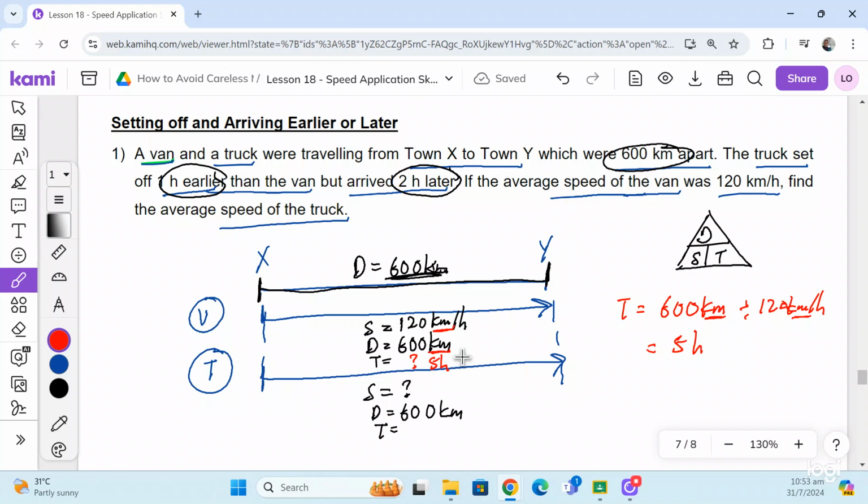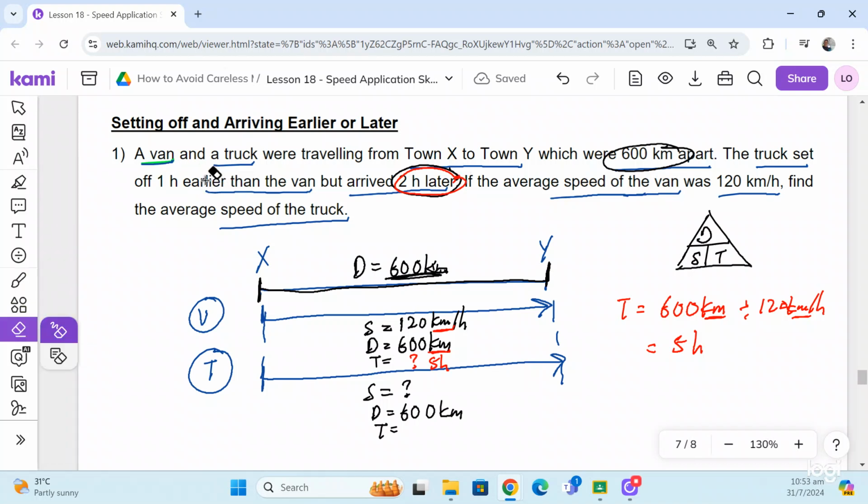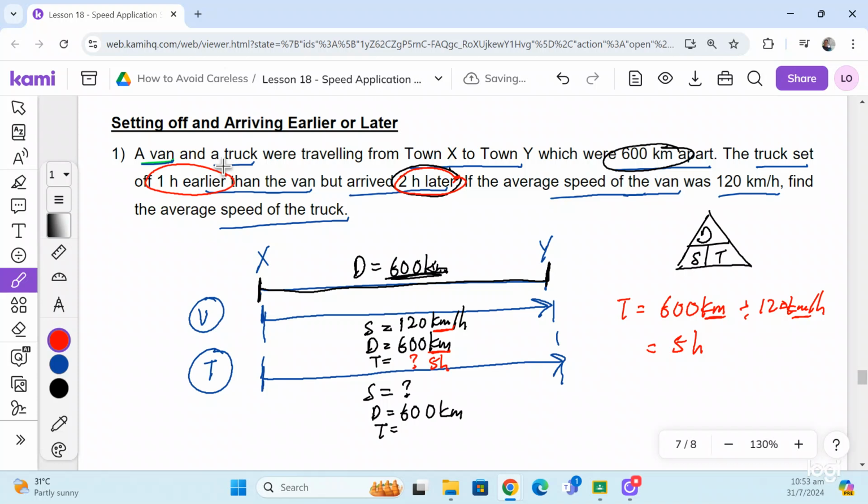And if the van is faster, that tells you the van takes shorter time. And the truck is slower, so the truck takes longer time. And how much longer time did the truck take? The truck takes 1 hour earlier and 2 hours later. How much longer time? Isn't that 1 plus 2? So the truck took 3 hours more. So if the truck took 3 hours more, then how long did the truck take to travel? You take 5 hours, which is the van, and 5 plus 3. So the truck must have taken 8 hours because the truck is slower, right?